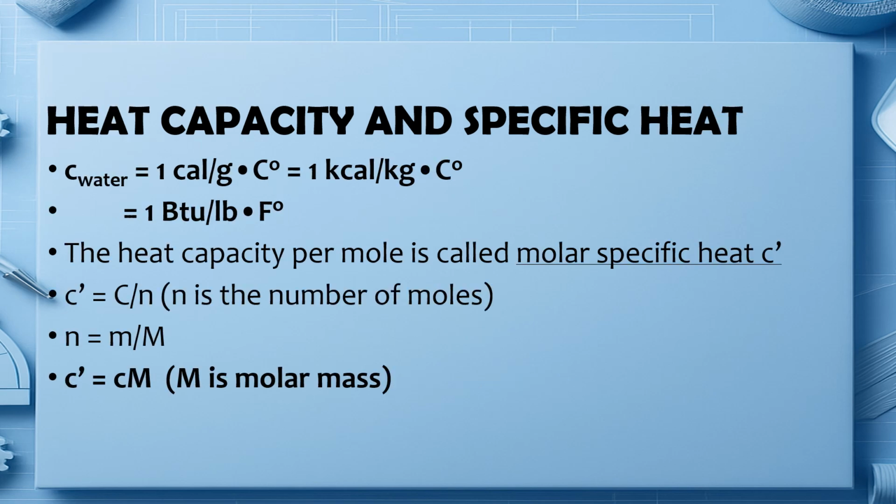The unit for the specific heat is 1 calorie per gram degree Celsius, or 1 kilocalorie per kilogram degree Celsius, or 1 BTU per pound degree Fahrenheit. The heat capacity per mole is called molar specific heat, or C prime, which is the heat capacity over the number of moles. The number of moles is equal to mass over the molar mass.